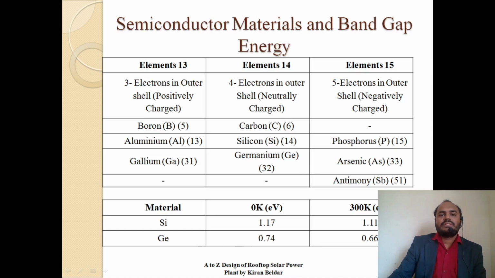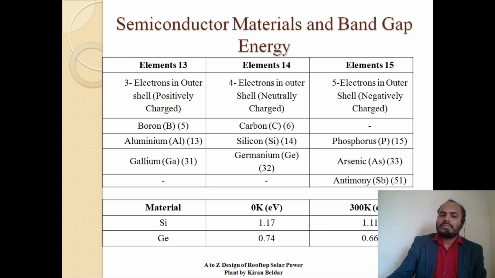Now see some of the semiconductor materials that we use while manufacturing solar cells, and their band gap energy. In the periodic table, in element group 13, there are 3 electrons in the outer shell. In the earlier example, boron has 3 electrons in the outer shell; such elements are combined under group 13. In group 14, there are 4 electrons in the outer shell. Generally this is neutrally charged, because a maximum of 8 electrons is required to get stability. But even with 4 electrons present, it is neutrally charged.